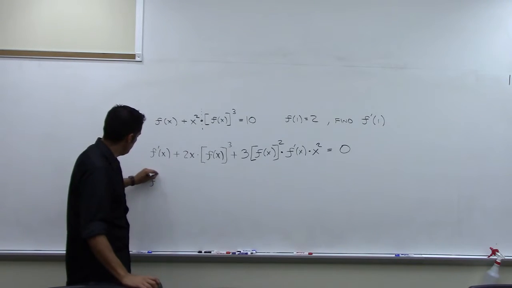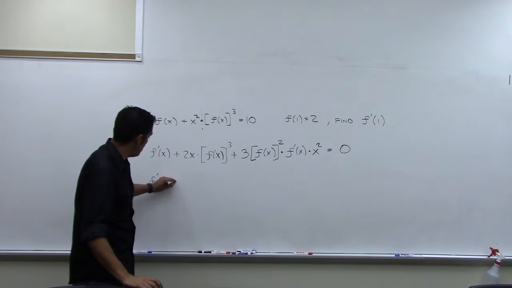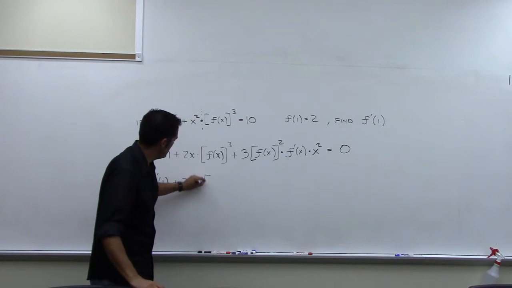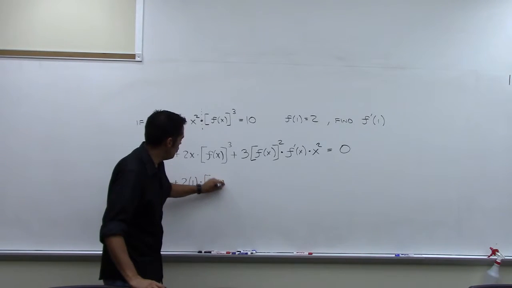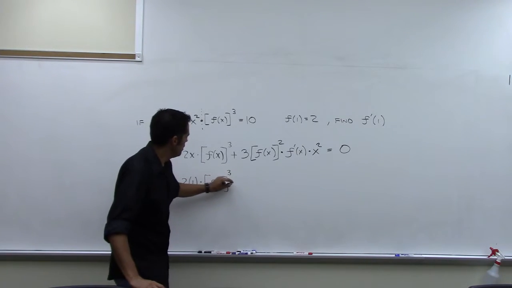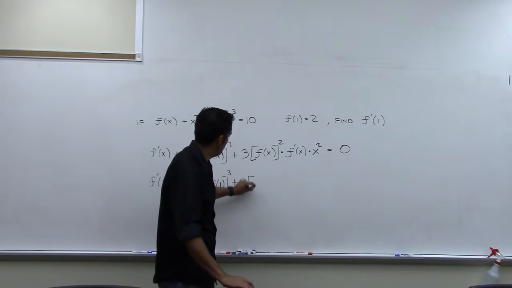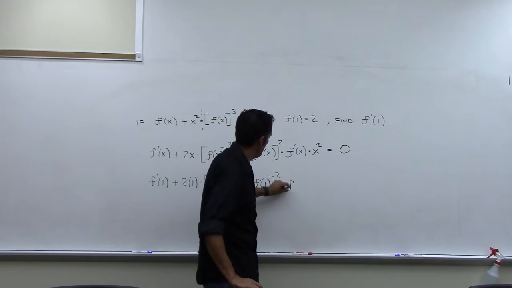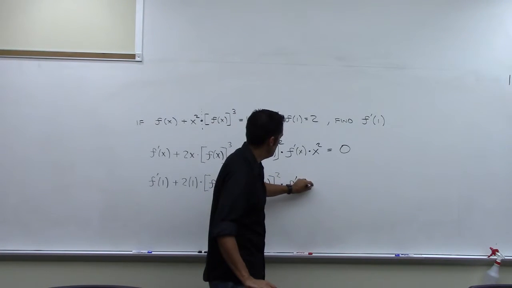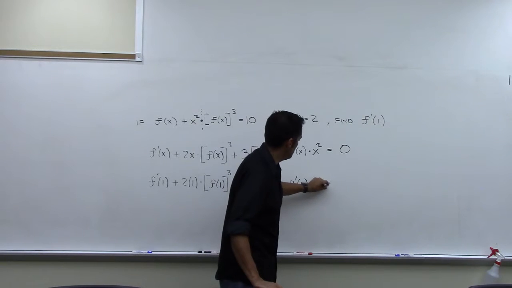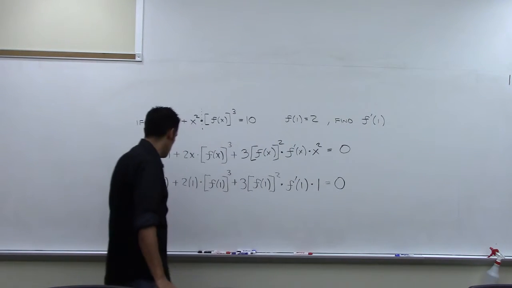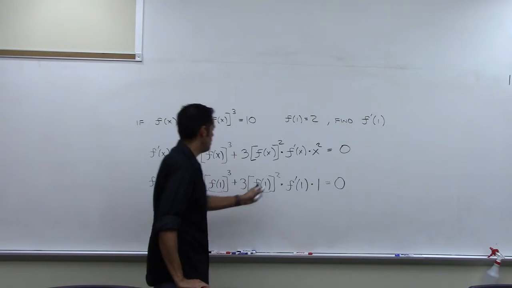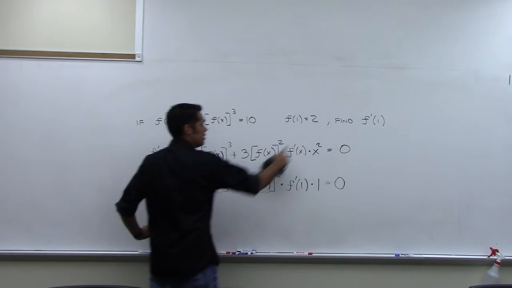So f prime of 1 should be plus 2 times x, but that's 1, times the function's value at 1 cubed, plus 3 times the function's value at 1 squared times f prime of 1 times 1 squared is 1, should be equal to 0. Now we know in the problem they tell us what f of 1 is. We know what those two values are, right? F of 1 is 2.